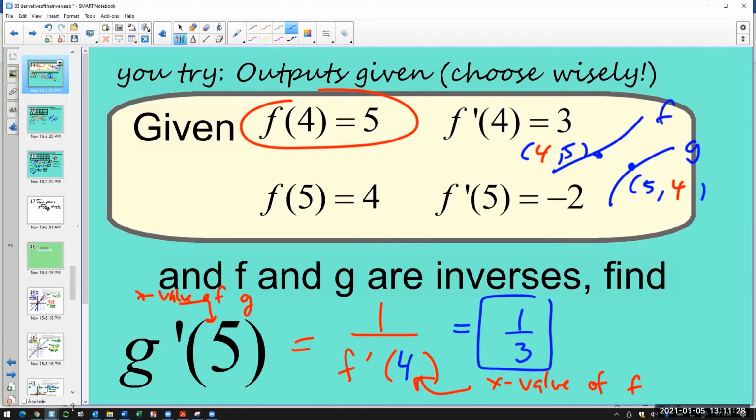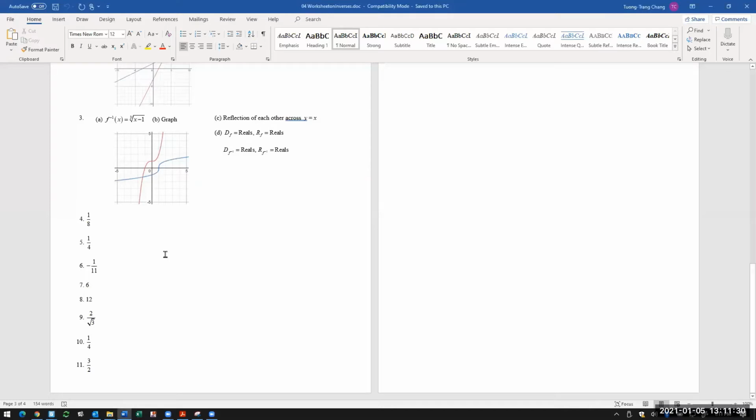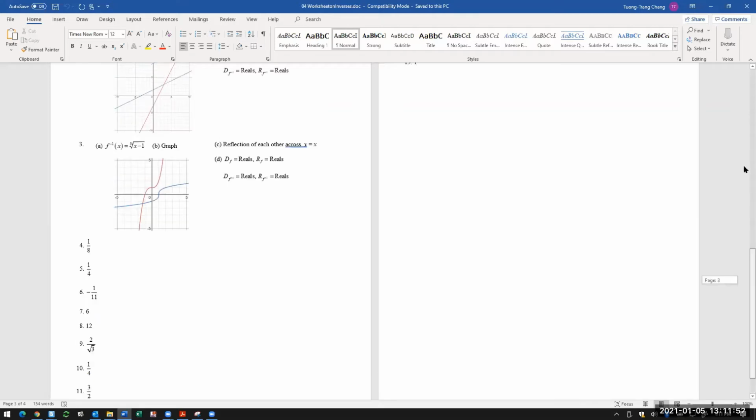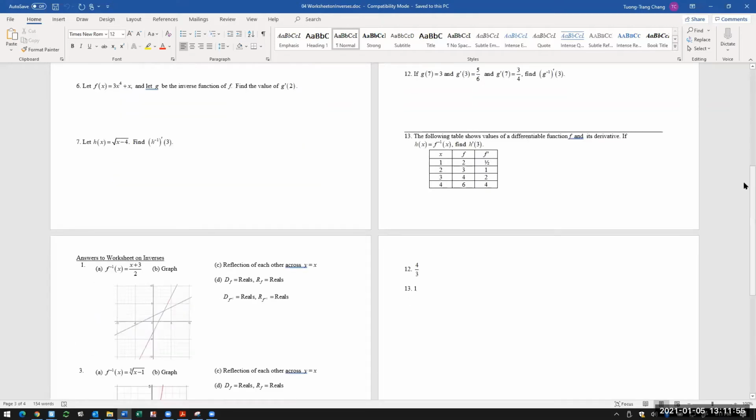Okay, let's go look at your homework, guys. These are the solutions. All the odd solutions were online, so let me read to you the even solutions. Check your work as you're going. Number 4 is 1/8. Number 6 is -1 over 11. Number 8 is 12. Number 10 is 1/4. And number 12 is 4/3. And number 13 is 1. Okay, does anybody need anything repeated? You're good? The odd answers are already online.